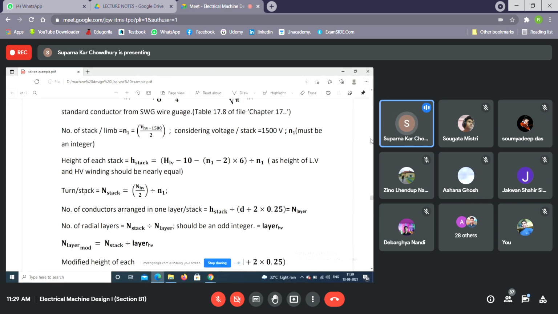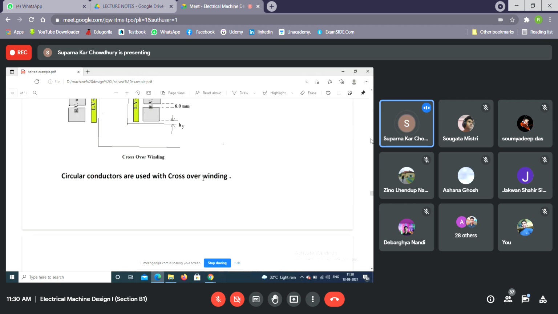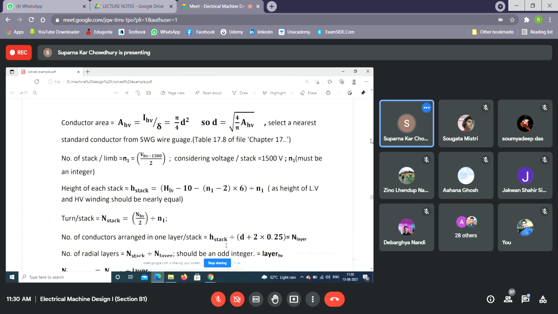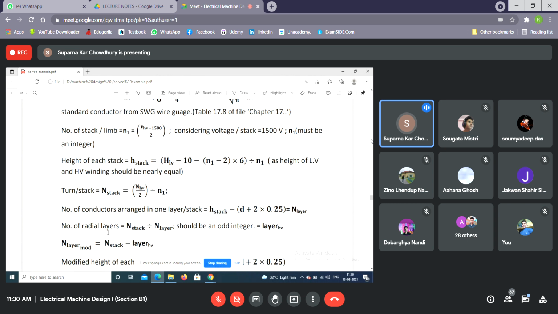Next, turns per stack, N stack, is equal to total number of turns of HV divided by 2 divided by N1. Now the number of conductors arranged in one layer per stack depends on the height. So we have the height of the stack divided by d, the diameter of the conductor we have selected, plus 2 into 0.25 for the insulation. This is the bare diameter, plus the insulated diameter. So this is N layer. Now obviously the number of radial layers per stack will be N stack divided by N layer.